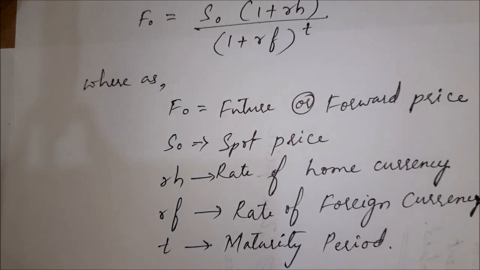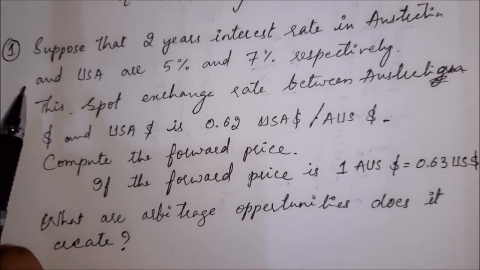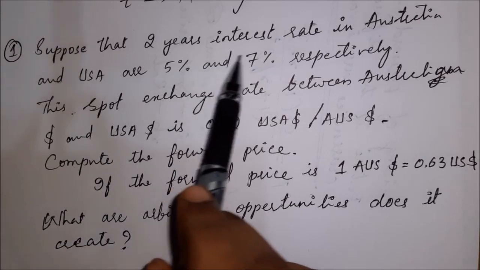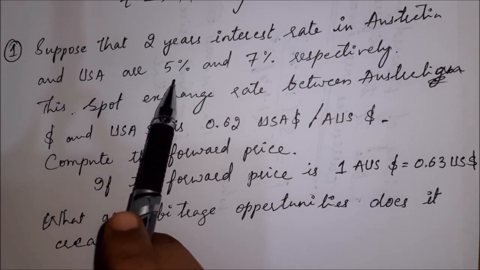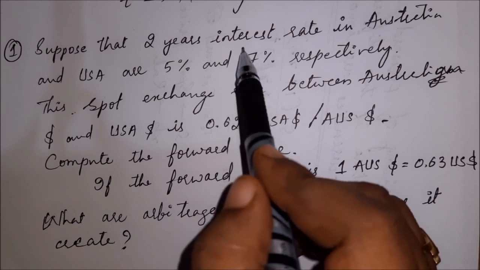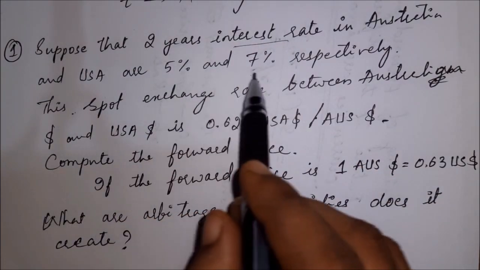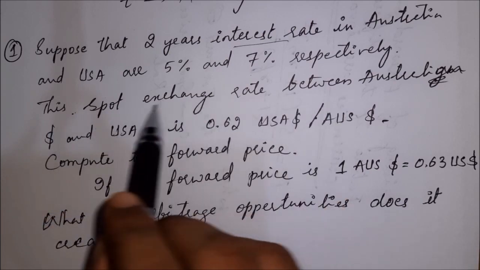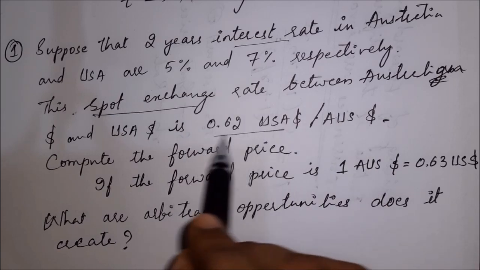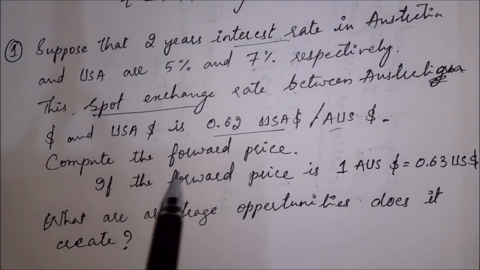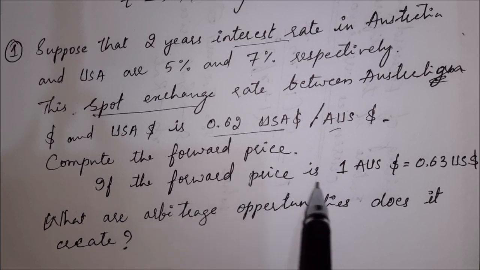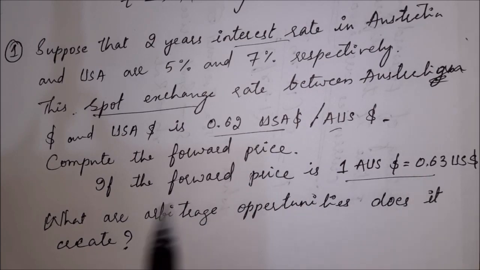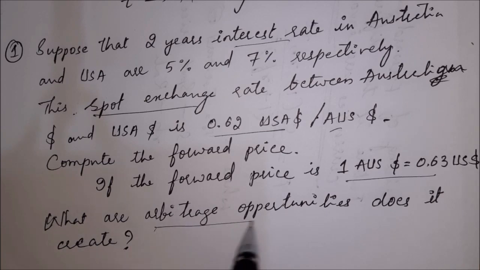Okay, let's see one problem. Suppose that the 2 year interest rates in Australia and USA are 5% and 7% respectively. Here interest rates are given. The spot exchange rate between the Australian and US dollar is 0.62 US dollar per Australian dollar. Here the spot exchange rate is given. Compute the forward price. If the forward price is 1 Australian dollar equal to 0.63 US dollar, what arbitrage opportunities does it create? Here the forward price is given. So let's see the solution.